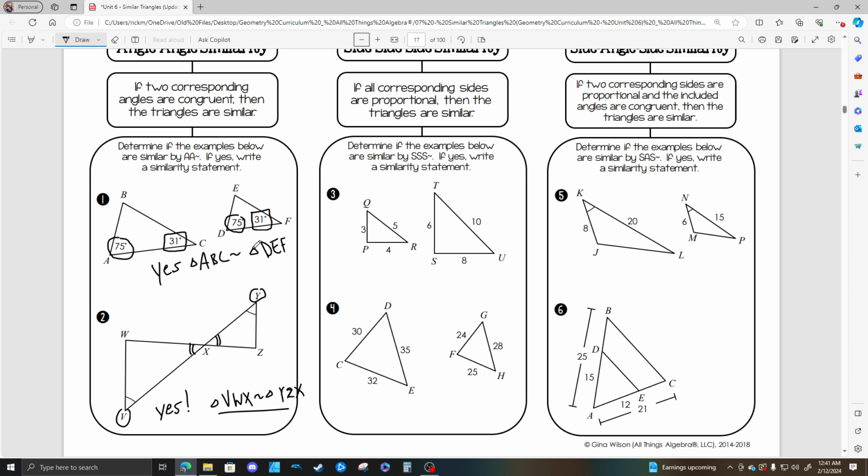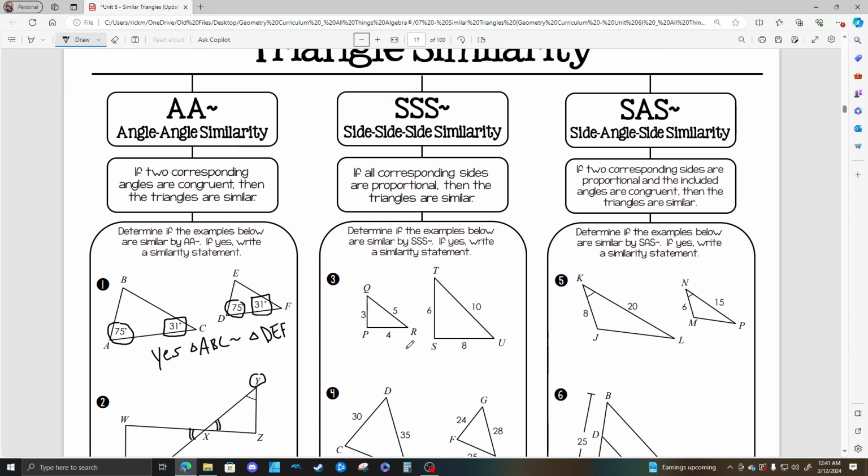Now, angles are simple. Sides are a little bit more complicated because with sides, we are worried about proportions, not trying to find things that are equal. If we look at number 3, you can see that here we have a 5 and we have a 10. Those obviously aren't going to be the same because they're not congruent triangles, they're similar triangles. What we have to prove is that the ratio between all of the sides is the same. And we literally mean all of the sides because we're doing side-side-side.